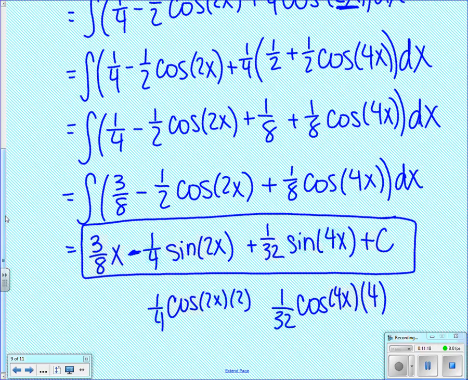So you do need to learn sine squared of x equals 1/2 minus 1/2 cosine of 2x, and cosine squared of x equals 1/2 plus 1/2 cosine of 2x. They look identical except one has a minus sign and one has a plus sign.